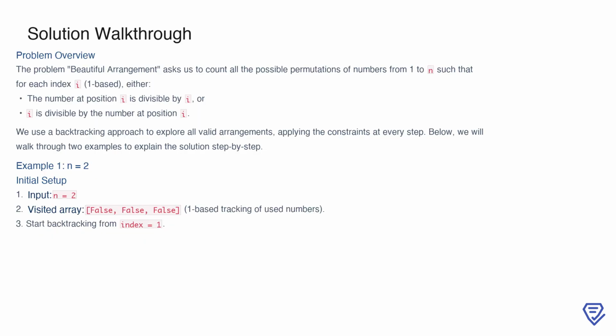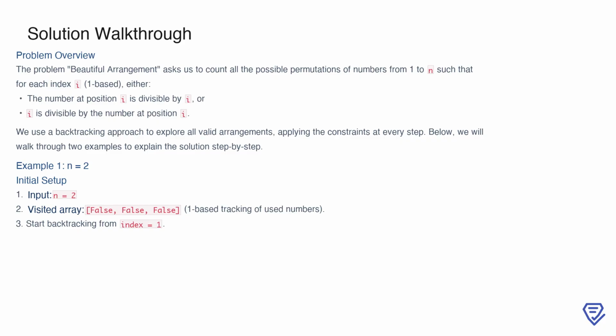The problem we're solving is called Beautiful Arrangement, where we need to count all valid permutations of numbers from 1 to n. Each permutation must satisfy a specific condition for every index i in the arrangement. Either the number at position i should be divisible by i, or i should be divisible by the number at position i. To tackle this problem, we use a backtracking approach. The idea is to explore all possible arrangements recursively while enforcing the given constraints at every step.